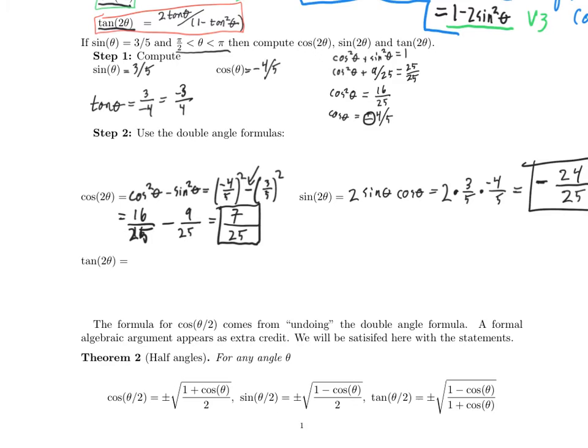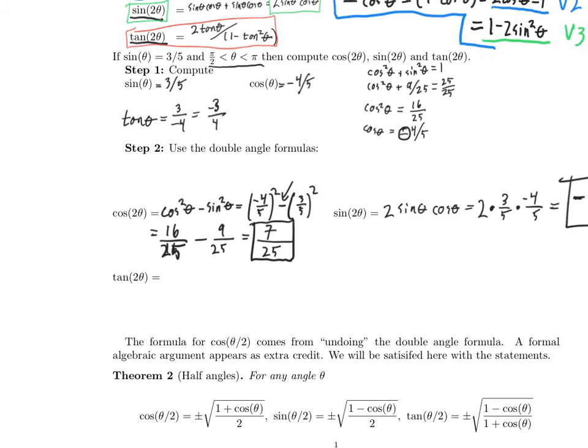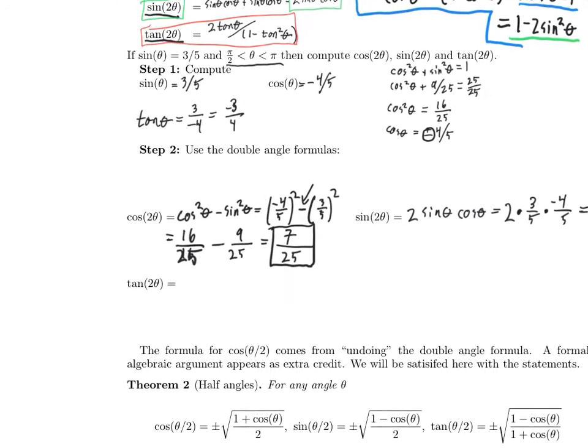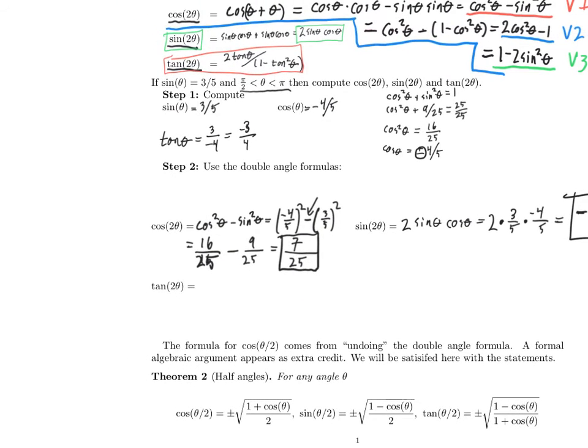And finally, let's compute tangent. And I'll do this 2 different ways. I've already computed sine 2 theta and cosine 2 theta, so I could just use that. I also have a double angle formula for tangent. I could use that. I'll go ahead and use the double angle formula first, just because that's the one that's the most novel. So tangent of 2 theta is 2 times the tangent of theta divided by 1 minus the square of the tangent of theta. And let's just plug in. I know what tangent of theta is. It is negative 3 over 4.